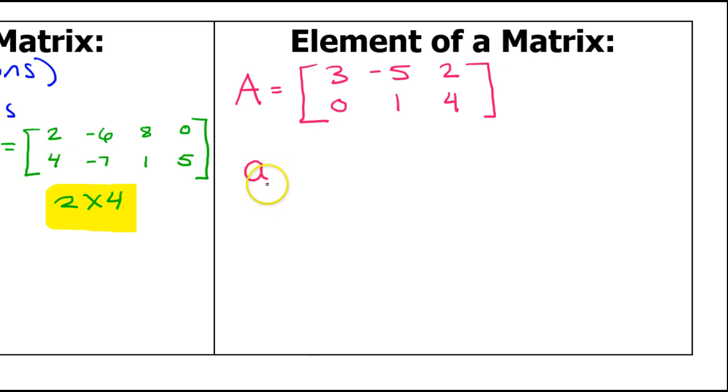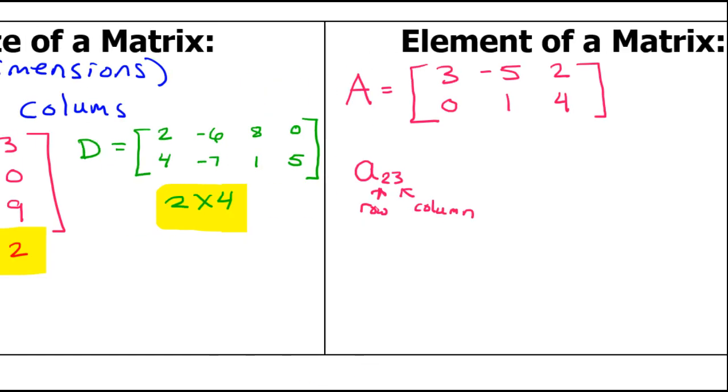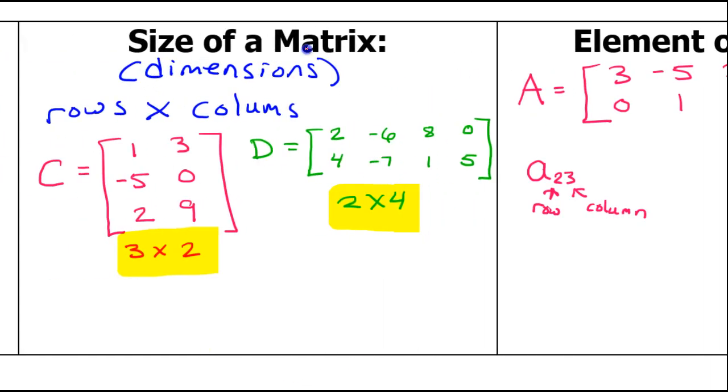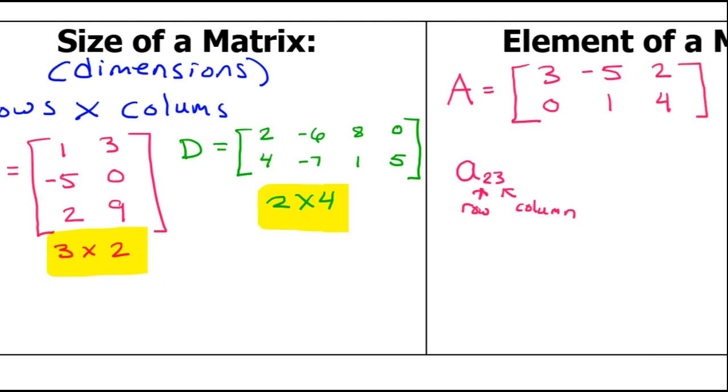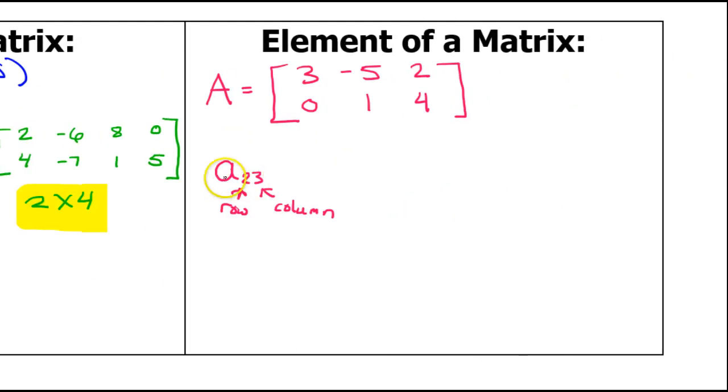And here's what I'm going to do. I'm going to put two numbers here. So what if I say 2, 3? What I need you to understand is the 2 represents the row location of the element, and the 3 represents the column location of the element. So it follows the same order as when we talked about the size or dimensions of a matrix. Row by column, row by column. Get it in your brain like that. Row by column, row by column. Always row by column. So when we look at this element, a, and then we have the subscripts 2, 3, 2 is the row, and 3 is the column.